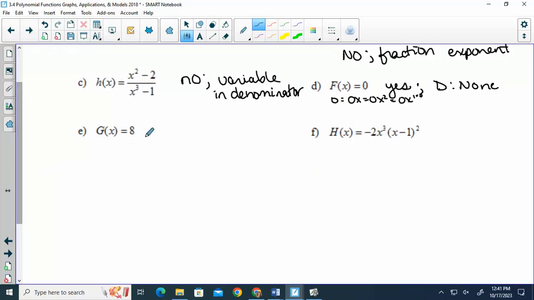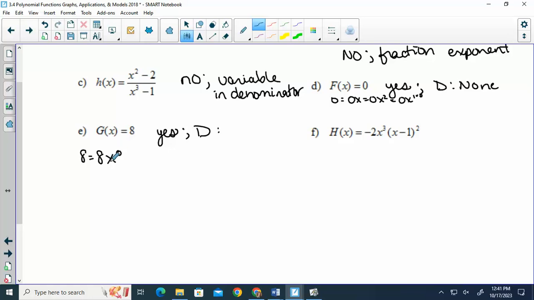Now e, is this one a polynomial? It is. It's equal to just a constant, so we didn't break any of the rules. I don't have a variable with a negative power or a fraction power, so it's okay. The degree. 8 is the same as 8 times x to what power?